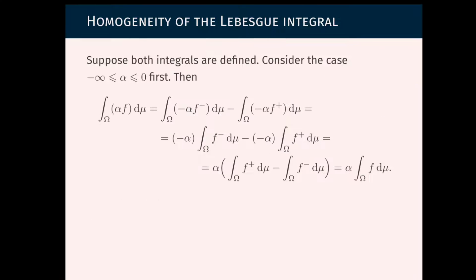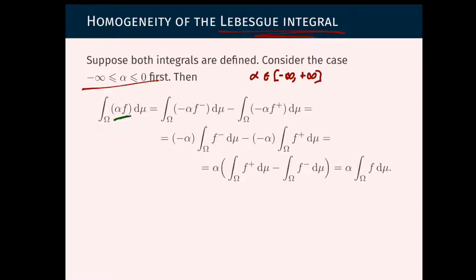Now we want to prove that the Lebesgue integral is homogeneous. Homogeneous means if we have a number alpha, that can take infinite values, it can be any number alpha. Well, let's suppose first alpha is non-positive. Just to consider this case first. If it was the opposite case, if alpha was non-negative, we could replace f by minus f and alpha by minus alpha and get the same conclusion.